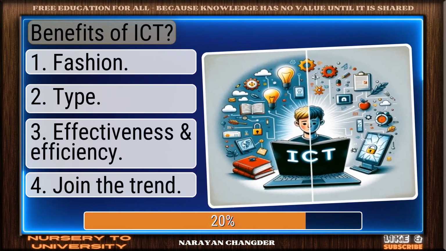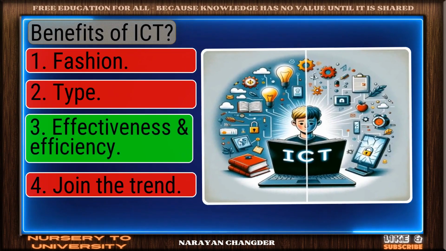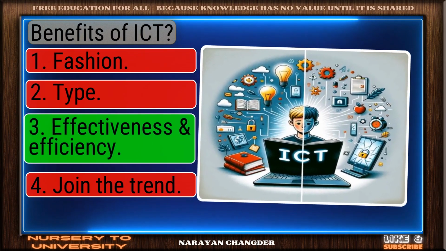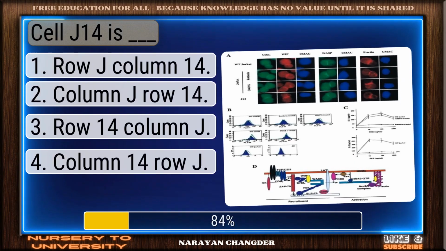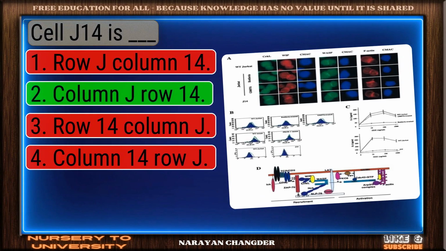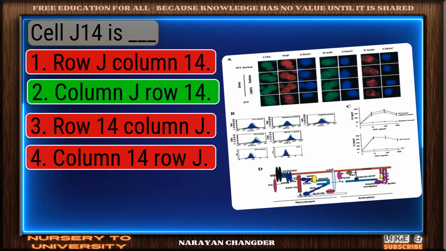Benefits of ECT. Nice selection. Effectiveness and efficiency is the correct and valid answer. Cell J14 is dash. Correct response. Column J, row 14 is the most accurate answer.